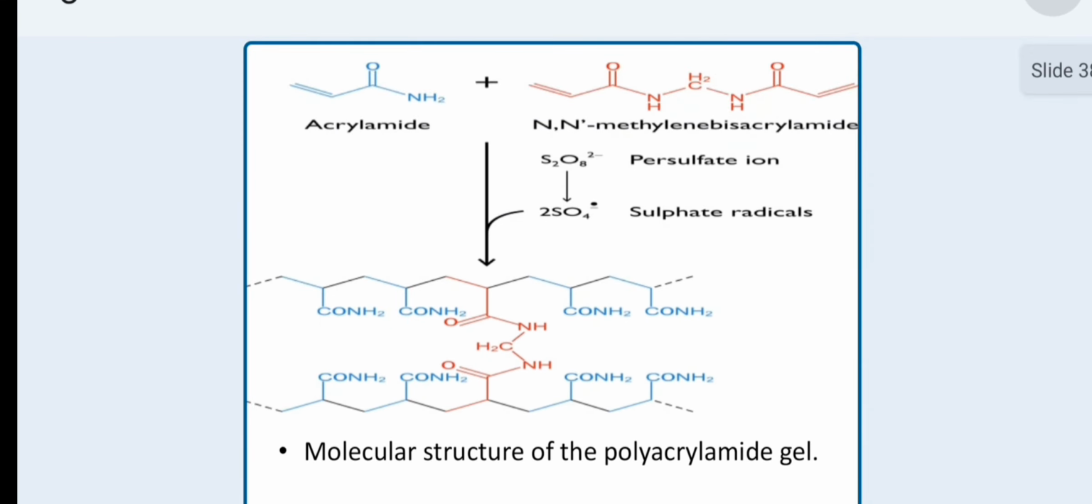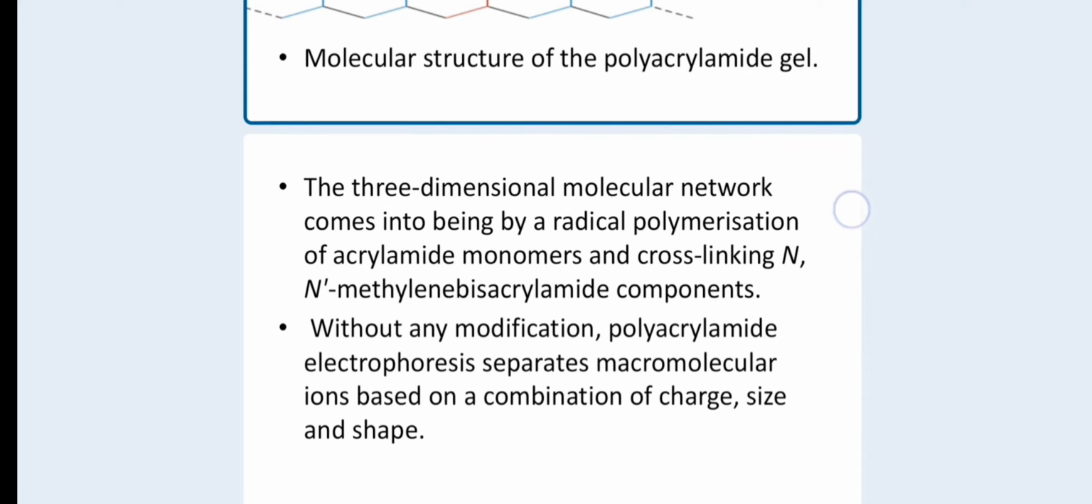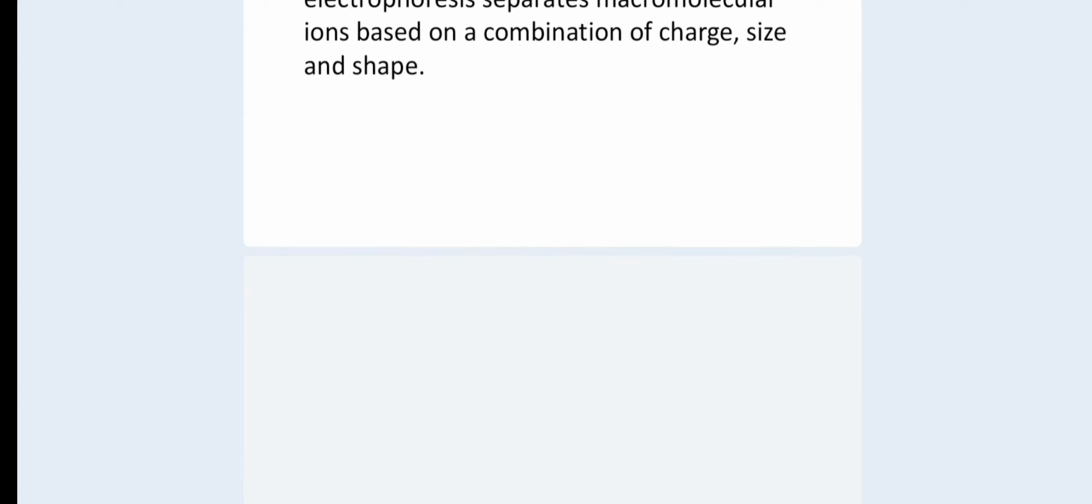In this diagram, we can see that acrylamide combined with N,N'-methylene bisacrylamide leads to long chains of polyacrylamide, polymerized into polyacrylamide gel. The three-dimensional molecular network comes into being by radical polymerization of acrylamide monomers and cross-linking N,N'-methylene bisacrylamide components. Without any modification, polyacrylamide electrophoresis separates macromolecular ions based on a combination of charge, size and shape.